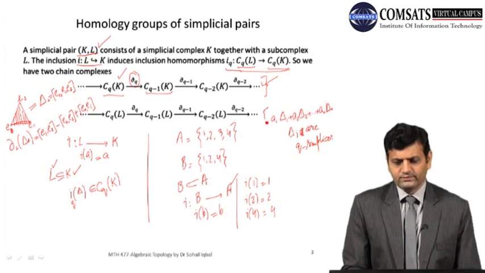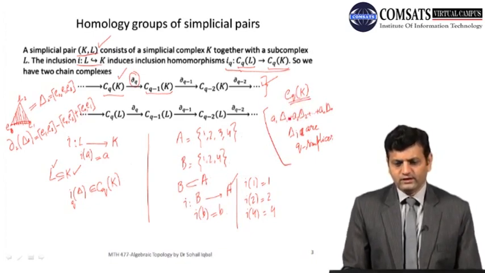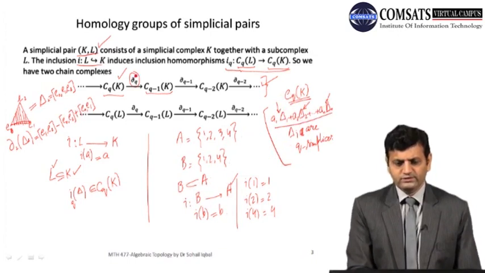Okay, so these are the elements of CQK. If these are the elements of CQK, then we know how to define the boundary of these simplices, but how do we define the boundary of this general element? So we will use linearity of these boundary maps.